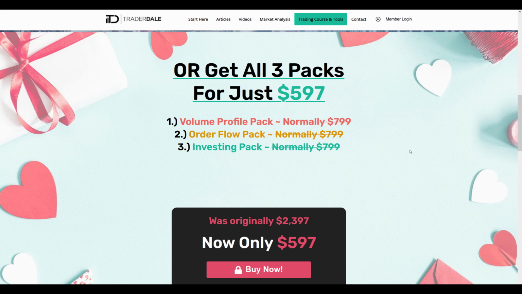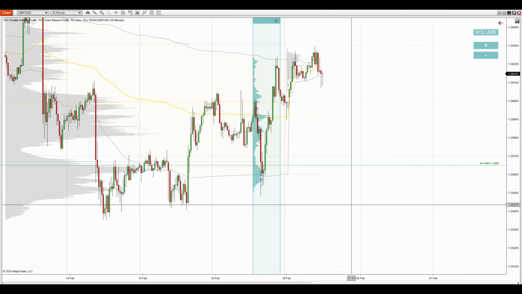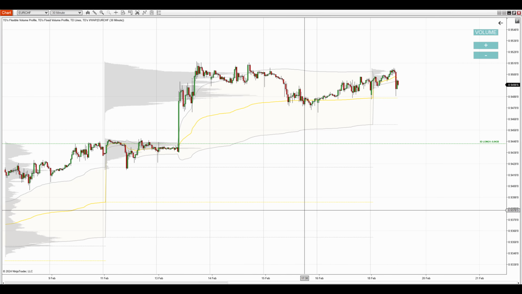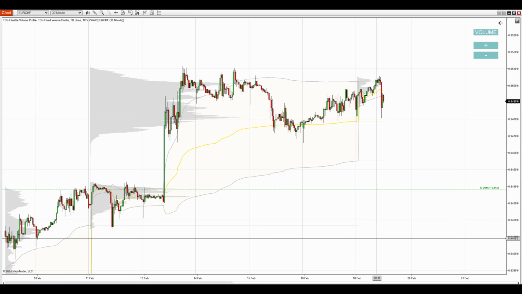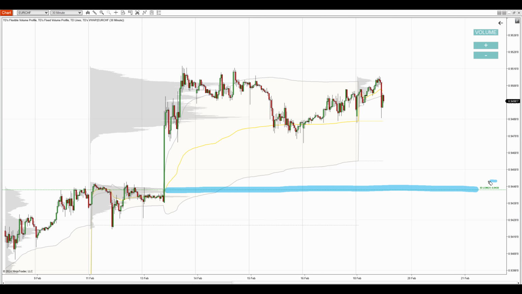But anyways, let me go back to the charts. Let me go to the next trading idea, and the next one is on the Euro Swiss franc. So here is a 30-minute time frame of the Euro Swiss franc, and I want to talk about this support which formed at 0.9438. This support is based on a volume profile setup, which is called the volume accumulation setup.